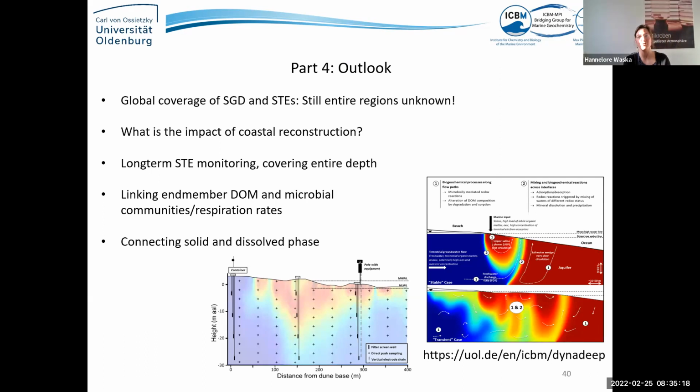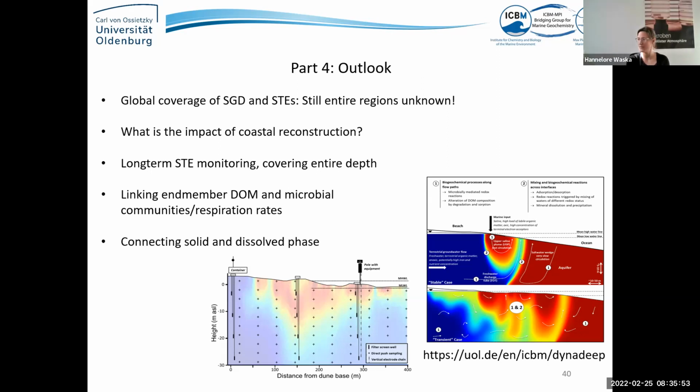Okay, just a little outlook. What I still think needs to be done. I think on global coverage, we can all agree that there are areas where we don't know anything about, I'm thinking South America, also Sub-Saharan Africa, with regards to anything SGD and STE related. One thing that I'm interested in is the impact of coastal reconstruction. That is very important here, where we have a lot of beach nourishment to prevent the islands from being blown away.